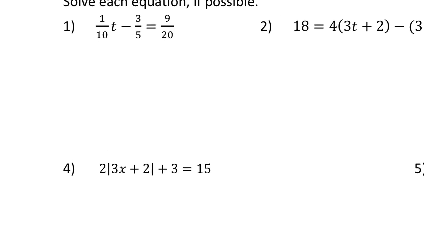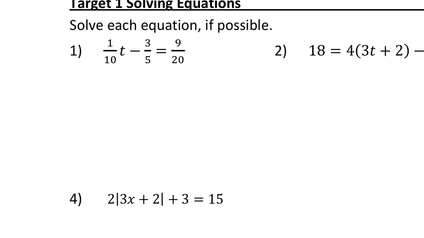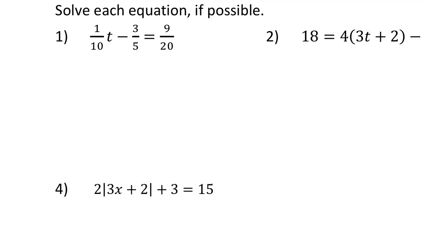If we take a look at number 1 here, this is one of those problems where there are two different ways to approach it, and I'd like to show each way. So method number 1 is to treat this like it's a regular equation. This equation right here is really no different than something like this, where I have 2t minus 3 equals 11.